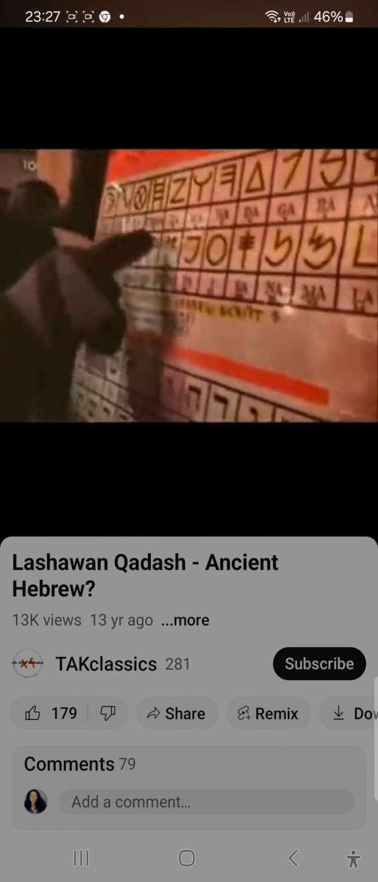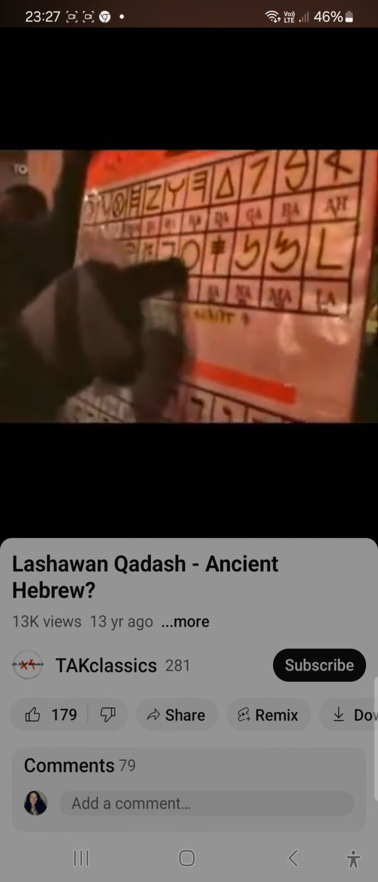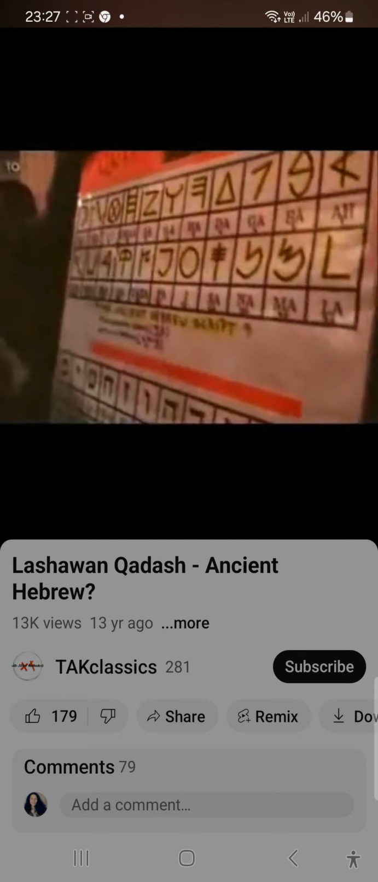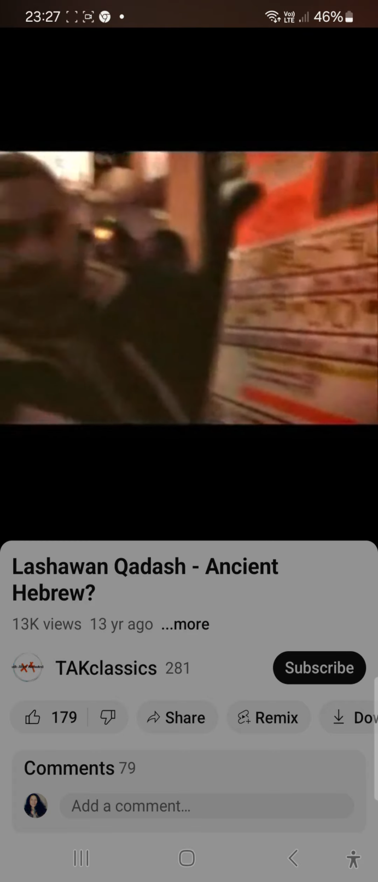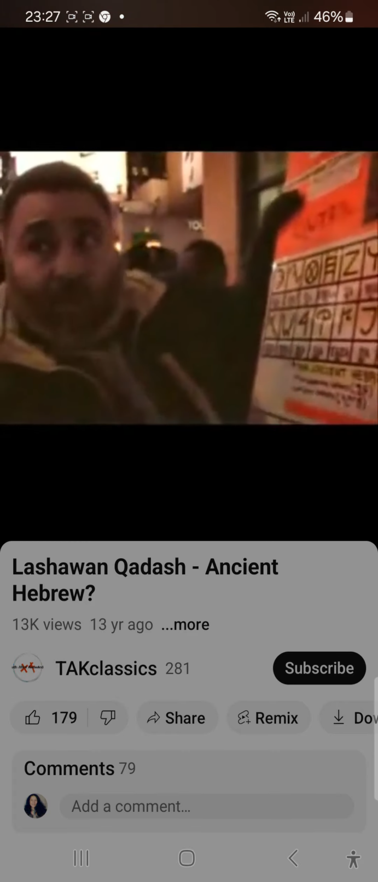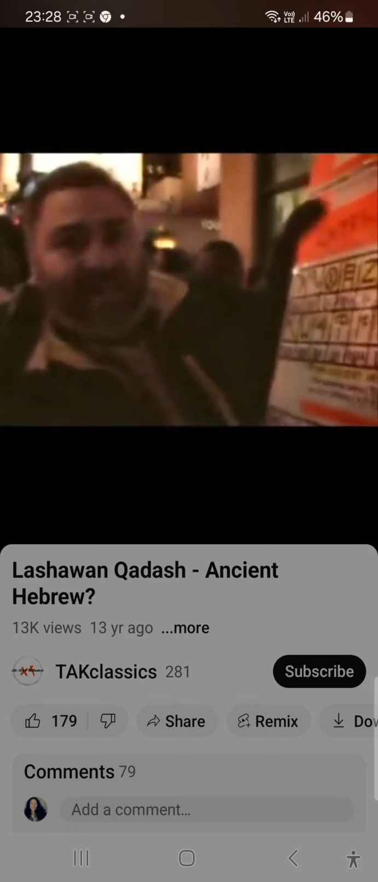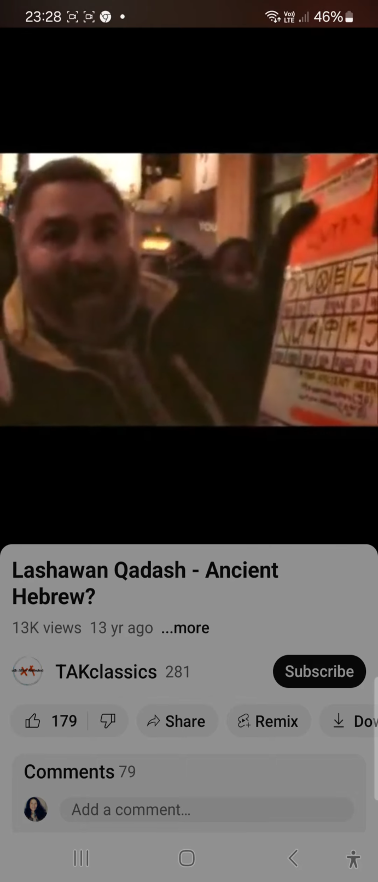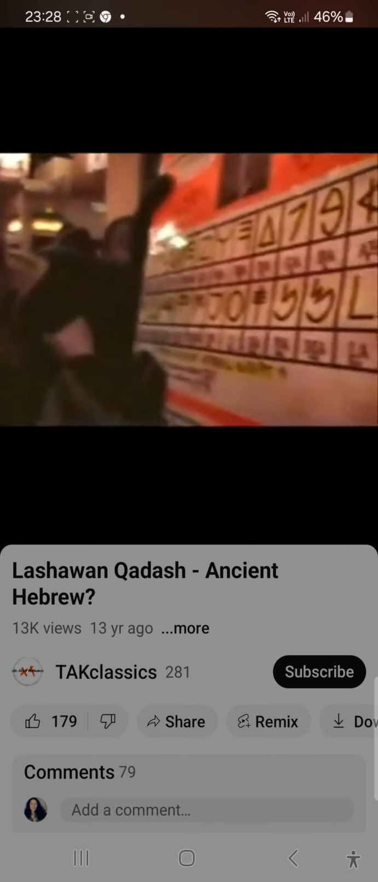This is the only character that has a different sound than any of the rest of the 22 characters, all right? Because you got two sounds, two vowels. You got Ah, and you got I. Once you understand Ah and I, that's the whole Hebrew language, all right?